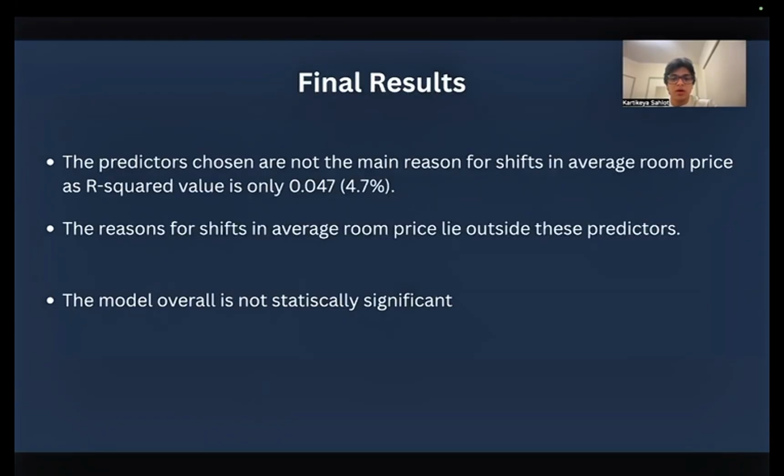The extremely low R-squared value of 4.7% demonstrates that the true drivers of the pricing lie outside this model, in unmeasured factors.